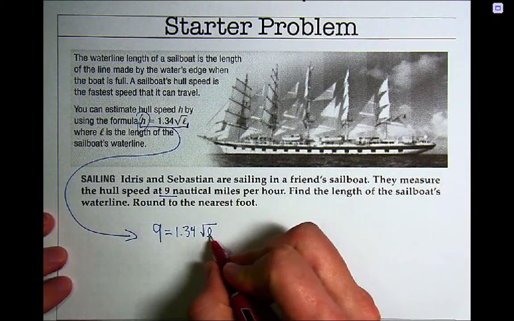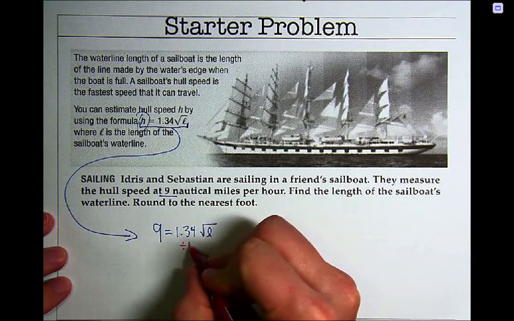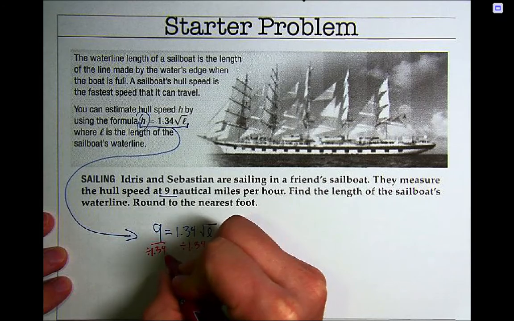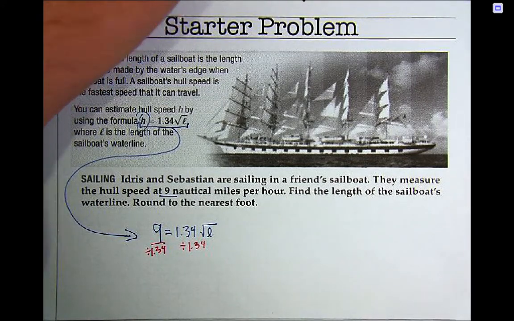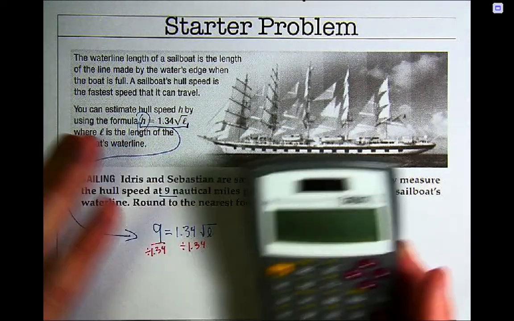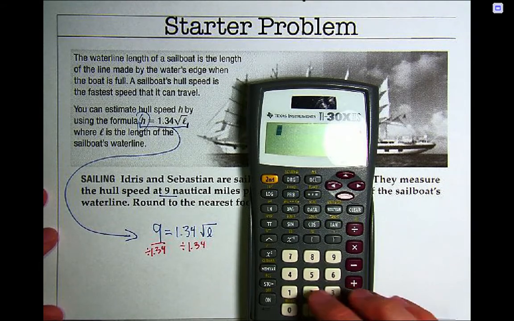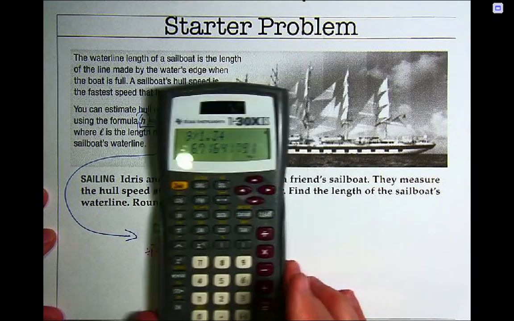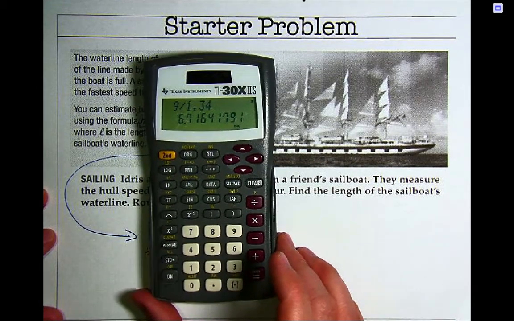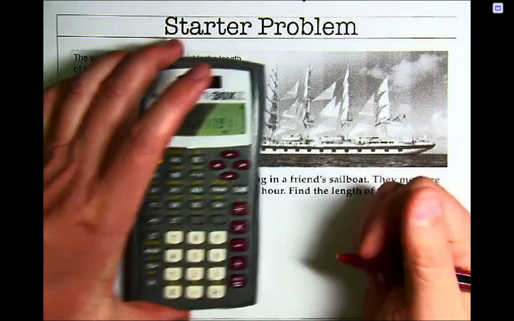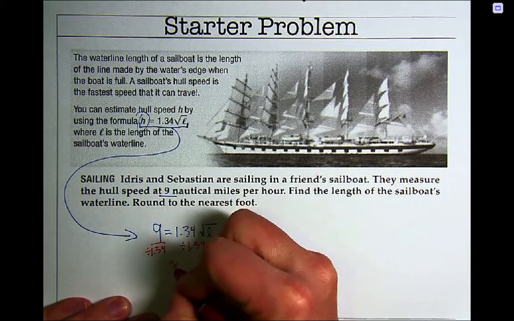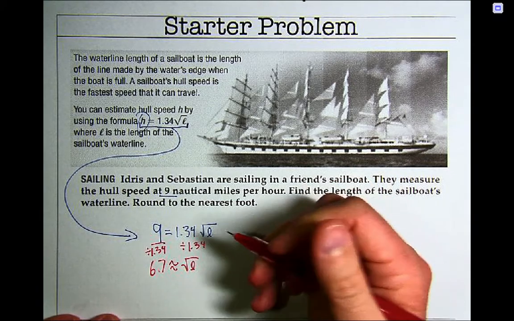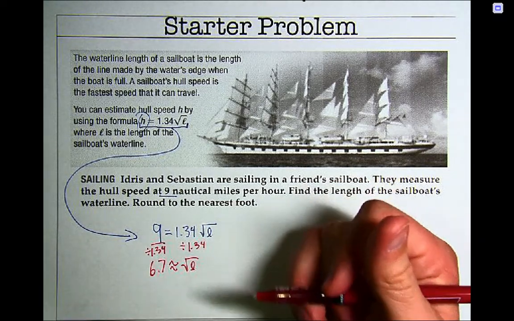What am I going to do to solve for that? I think I'm going to divide by 1.34, right? So I get my calculator out, and I do 9 divided by 1.34, and I get about 6.7-ish. So I'll say about 6.7 is the square root of L, the square root of the waterline length.